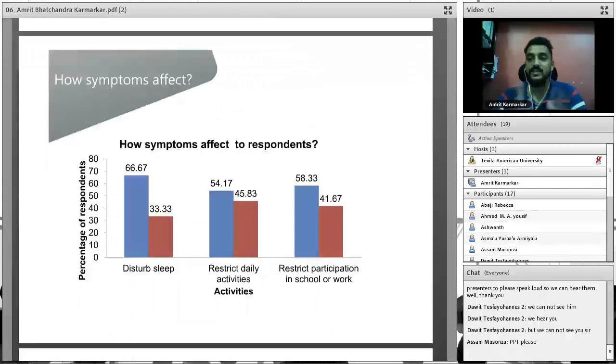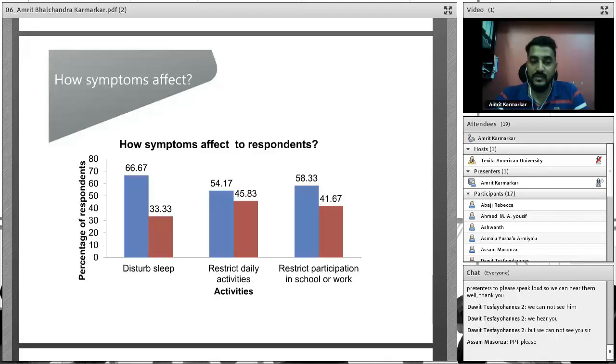Now, how do these symptoms affect the respondents? The respondents feel that they disturb sleep, they cannot sleep properly, it restricts daily activities and restricts participation in school or work. So this says that allergic rhinitis has an impact on the quality of life of the participants, and these findings are according to the ARIA guidelines, that is, Allergic Rhinitis and its Impact on Asthma.